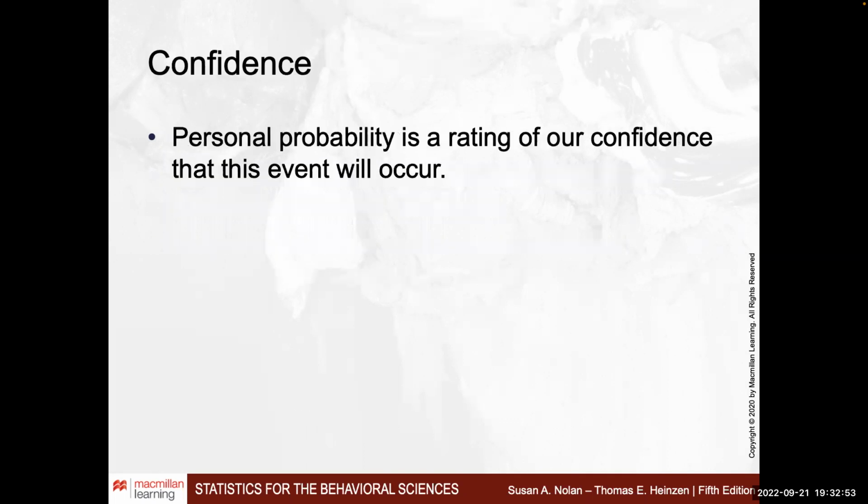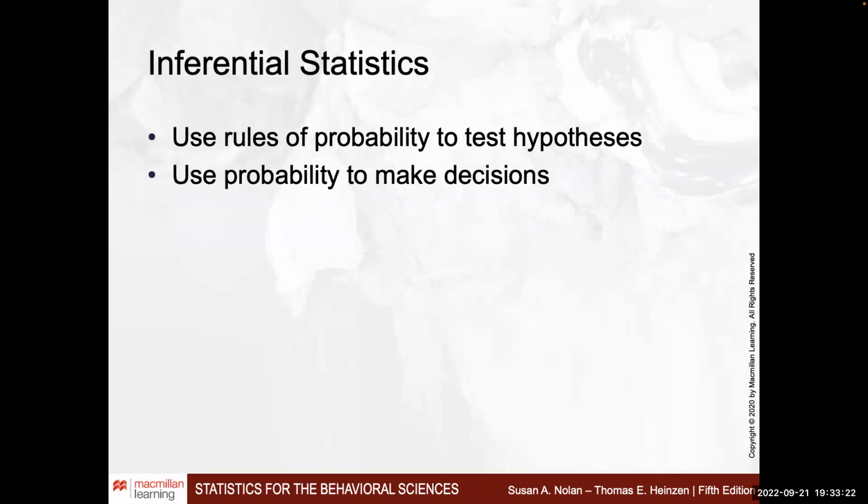Confidence. The personal probability, or the rating of our confidence that the event will occur. We will hear about confidence in the context of the confidence interval, which will come at a later point. For the confidence interval, we're trying to capture an interval that allows us to capture the true population mean. And we'll do that with 95% certainty, which gets us to the next topic of inferential statistics.